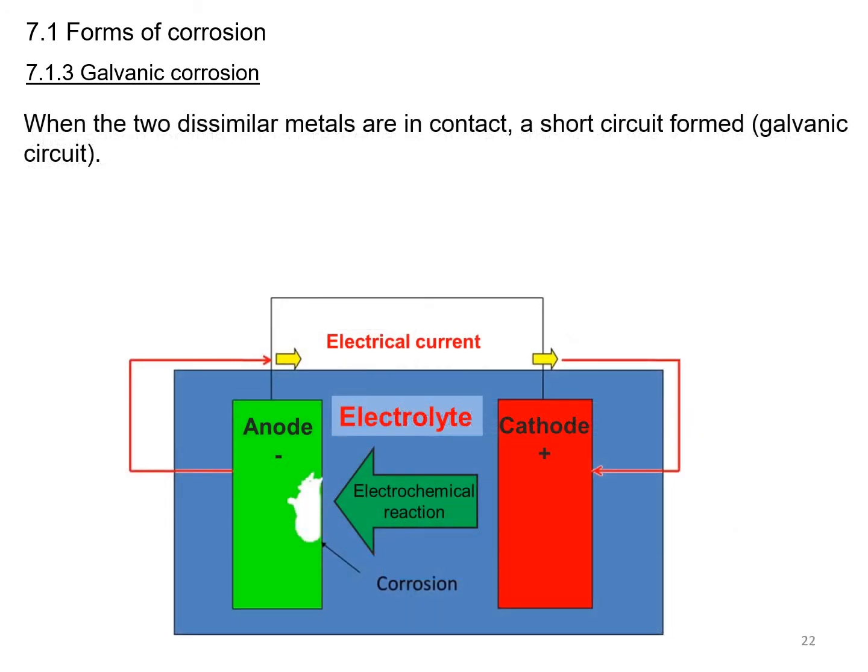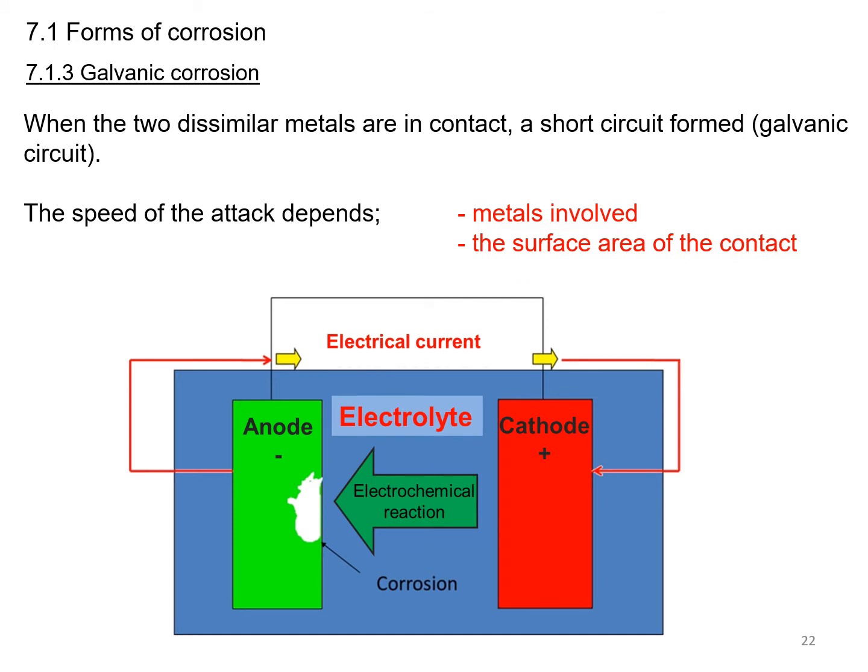So whenever two dissimilar metals are in contact, a short circuit is formed, and it's what we call a galvanic circuit. The speed of the attack will depend on which metals are involved and the surface area of the contact between those two metals.